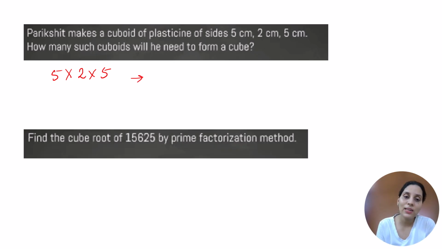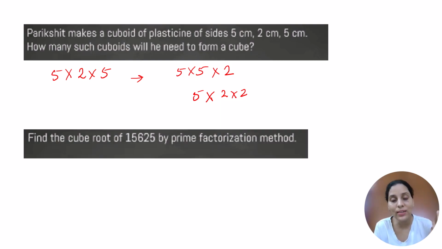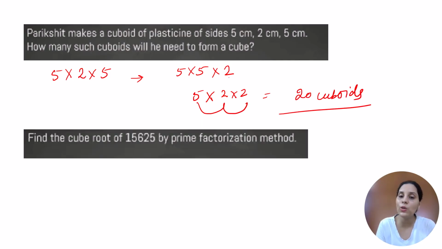So here basically we have 5 into 5 into 2. We are one short of 5, that means I will take one 5 and two shorts of 2. So if I multiply this with one 5, 5 will have its triplet, and if I multiply this 2 with two 2s, it will have its triplet. So basically 5 into 2, 10 into 2, 20 cuboids. So they need 20 cuboids to form a cube. I hope this is clear.